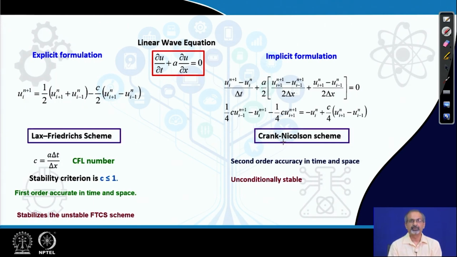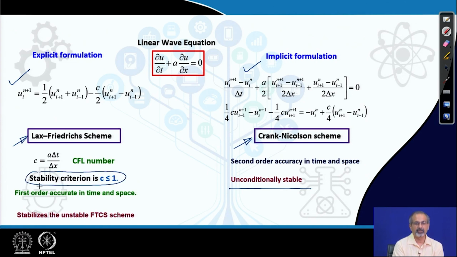Let us look at linear wave equation. What you notice is these are the explicit and implicit formats. We are just showing one example each. There are many other possible forms which is left to your exploration. Here we have cited Lax-Friedrichs scheme for explicit, Crank-Nicolson scheme for implicit. And what you see is that again the implicit scheme is unconditionally stable, while the Lax-Friedrichs scheme has a stability criterion, that the CFL number needs to be less than equal to 1.